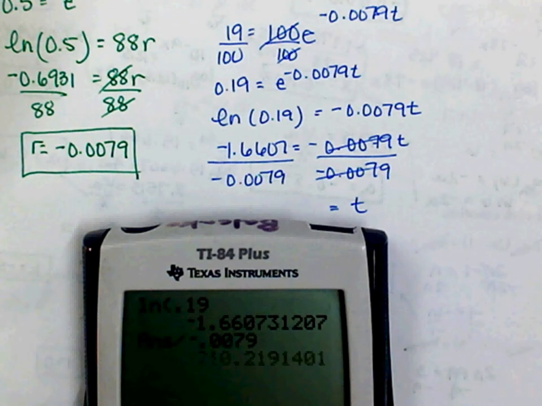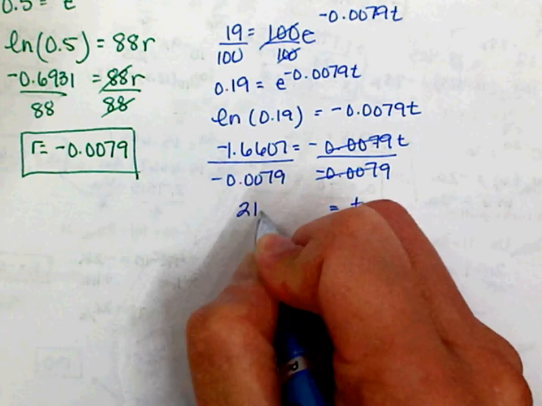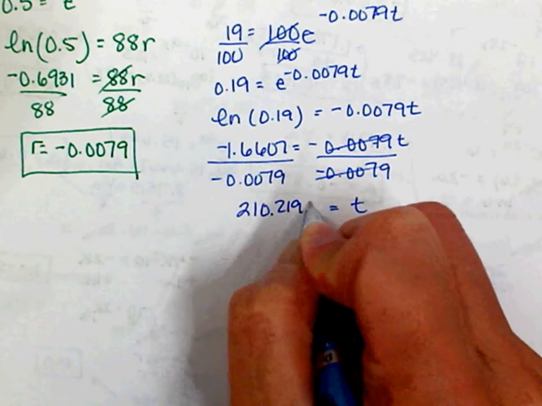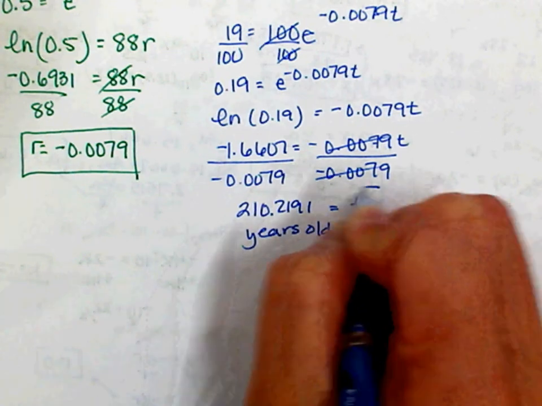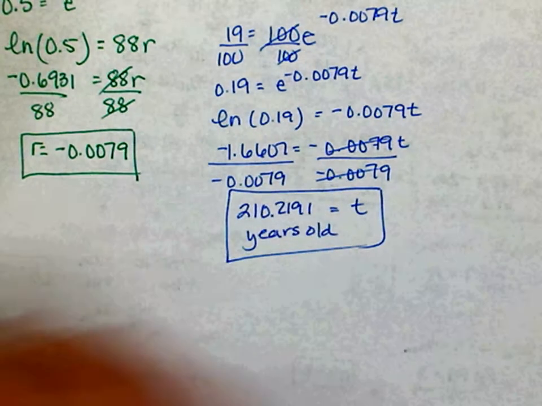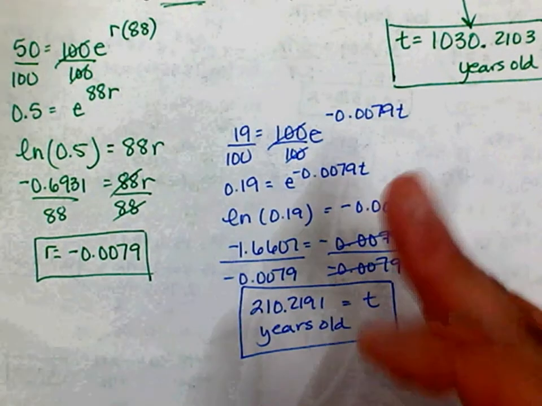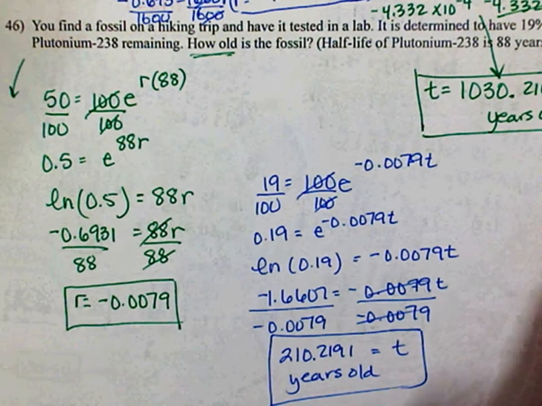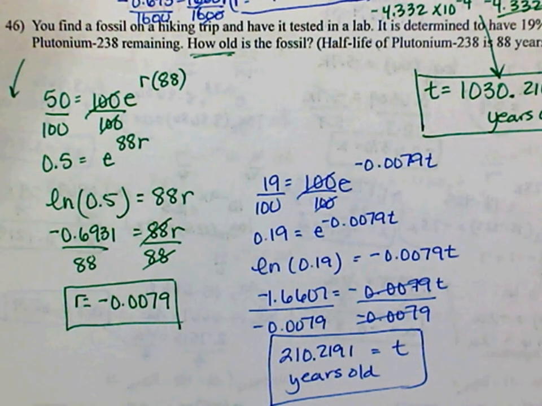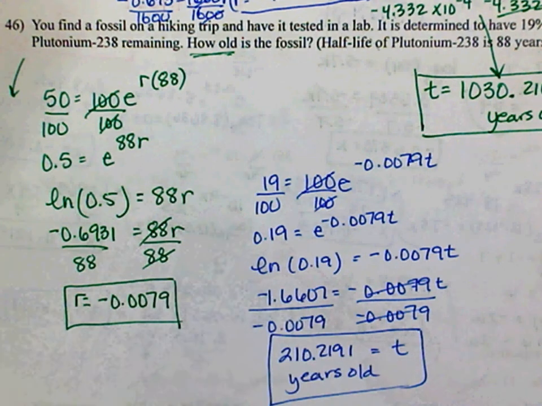So how old is that artifact? 210.2191. Don't forget your label. Years old. Okay, make sure you identify what they are. All right, if you just put 210, I'll be happy. If you just put 1,030, that'd be fine. And there you have your solution for number 46. Find your rate first and use that rate to help you find how old it is. Okay, good luck, guys.